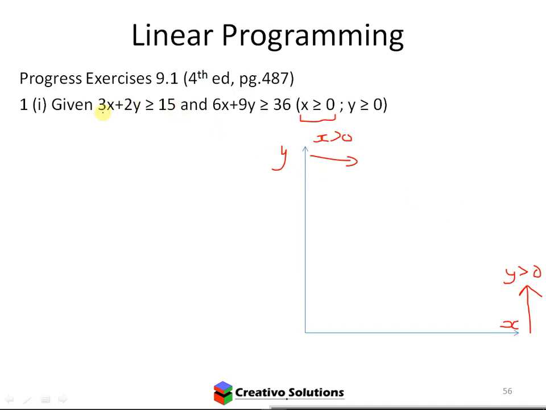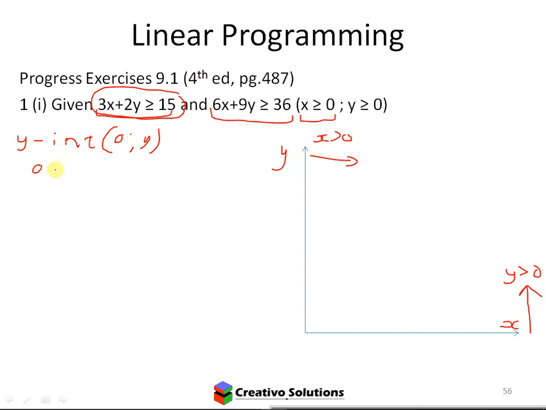Which equations do you have? You've got two. What do I do with those equations? I need intercepts. So let's look at the first one. There's the first graph. What is the y-intercept for the first graph? How do I work out a y-intercept? Make x 0. Good.